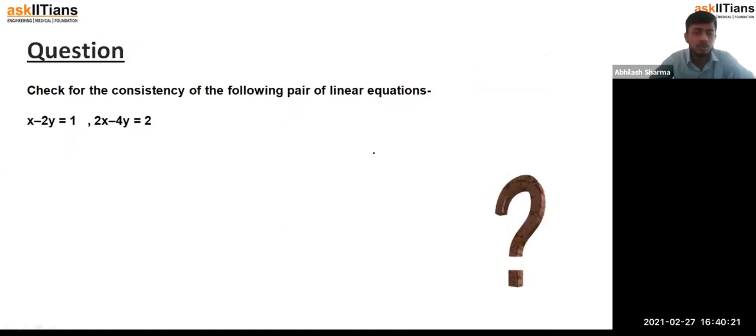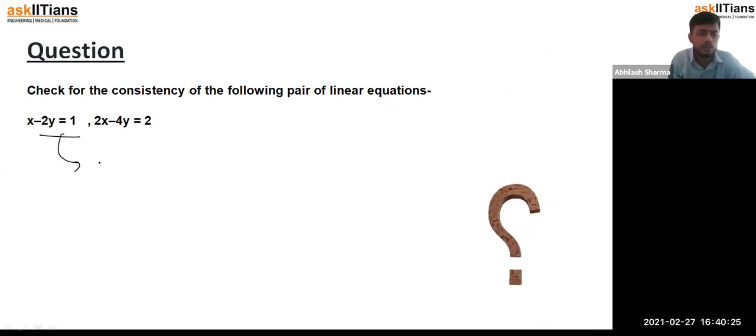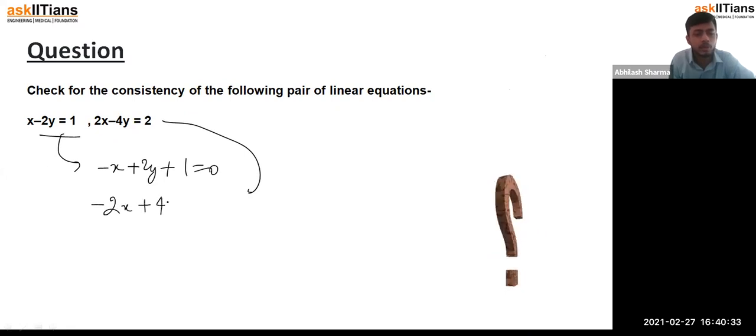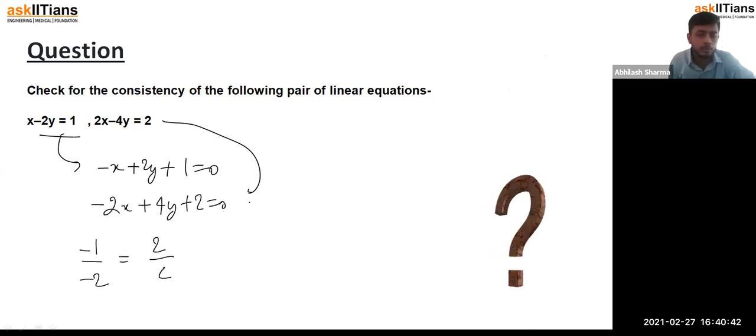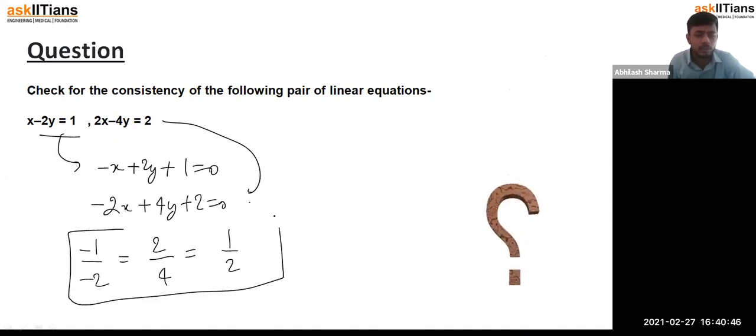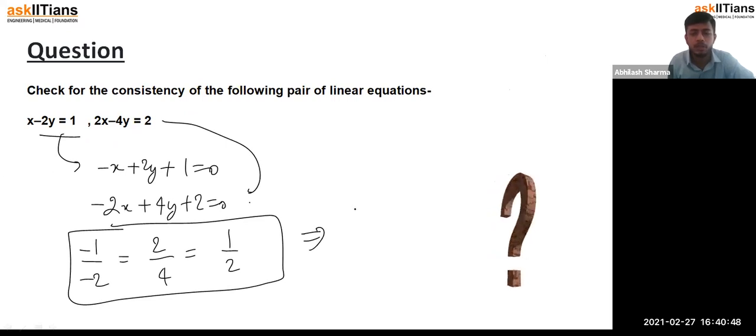Check for the consistency of the following pair of equations. So maybe you can write this like this: minus x plus 2y plus 1 equal to 0. And maybe you can write this like this: minus 2x plus 4y plus 2 is equal to 0. Easily you can observe a1 upon a2 equal to b1 upon b2 equal to c1 upon c2, because all of them are equal to half. This means that there will be infinitely many solutions.